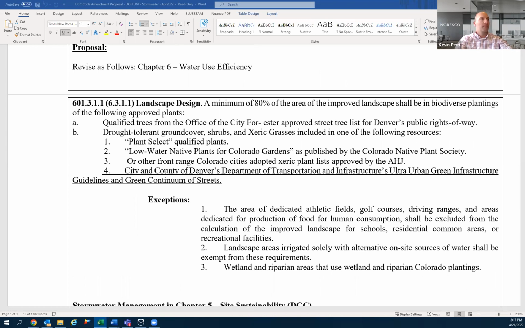And as a point of clarification, is it correct that if we pass this item, then item 4 is the extent of this modification? So everything else under 601.311 would stay as previously modified, just that item 4 would be added. Is that correct? Yes, I believe that's the intent. Thank you. Okay, any other discussion? Is anybody ready to make a motion?